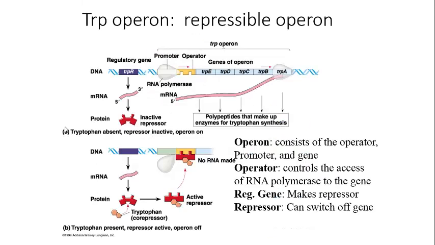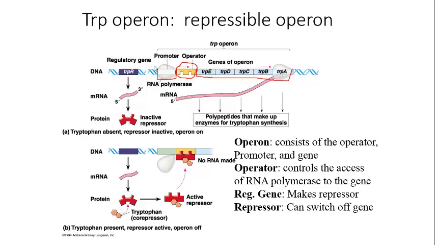Finally, the last thing for us to talk about are operons. Operons are found only in bacteria, and bacteria use operons to regulate their genes. An operon is made up of the genes of interest, the promoter that RNA polymerase binds to, and another region called the operator. The operator is going to control whether or not RNA polymerase actually has access to the genes. So the operator can give RNA polymerase access, or it could block RNA polymerase.